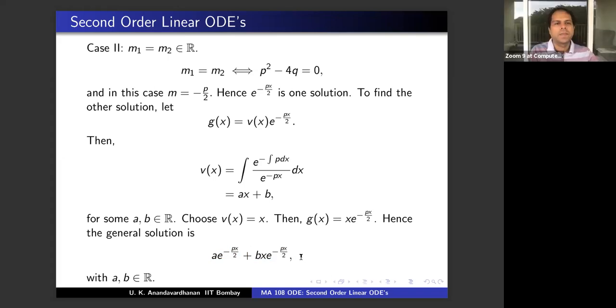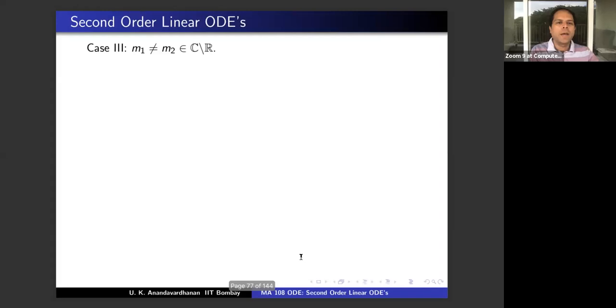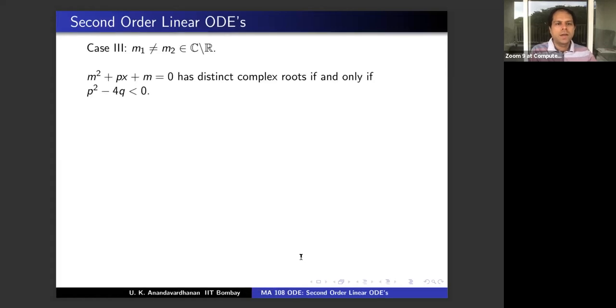What is case 3? Complex roots. Okay, complex. So M1 not equal to M2 and it is a genuine complex number, meaning it's not a real number. In this case, p square minus 4q will be negative, right? The discriminant is negative. Let us write M1 to be a plus ib and M2 to be a minus ib, and we are assuming b is non-zero. That's why it's case 3. If b is 0, it was already case 2, which we have done.